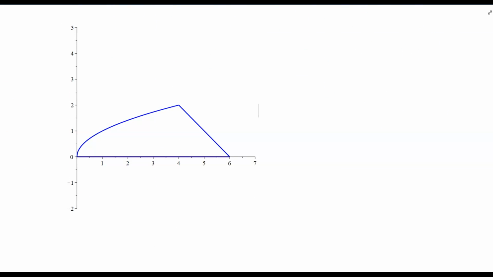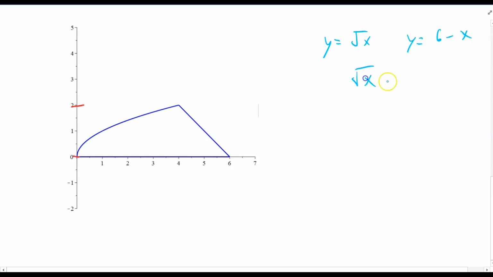For that, we would need to know, all right, what's the bottom and what's the top of our region? Well, it's pretty clear in the figure that it's from 0 to 2. How do we get that? You would get that by taking the two curves, y equals the square root of x and y equals 6 minus x, and setting them equal to each other.